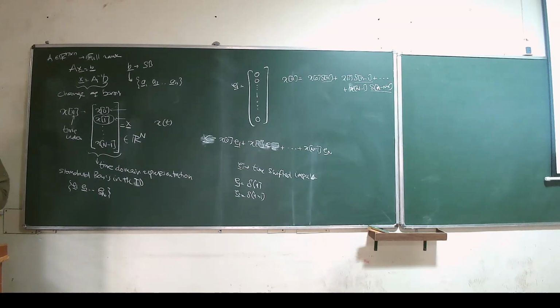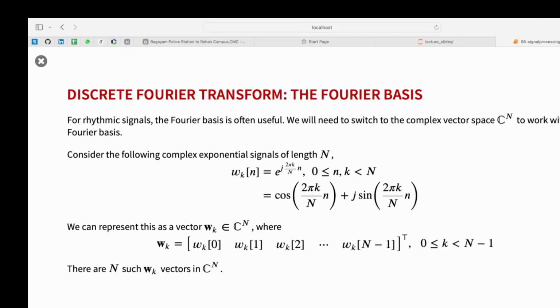Then the question would be, what basis? The time domain signal is the standard basis. There are of course infinitely many bases for any vector space, and some bases are very useful. The first one we will look at is what is called the discrete Fourier transform, which corresponds to the representation of any finite duration signal using what is called the Fourier basis.